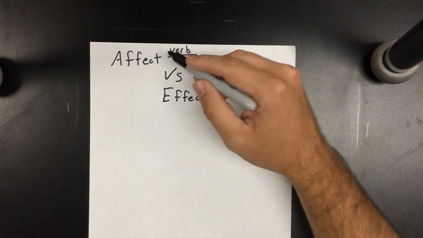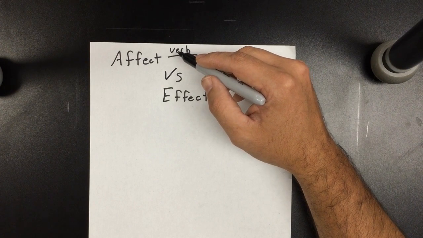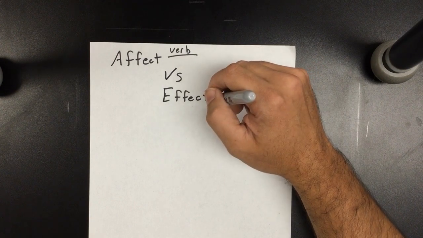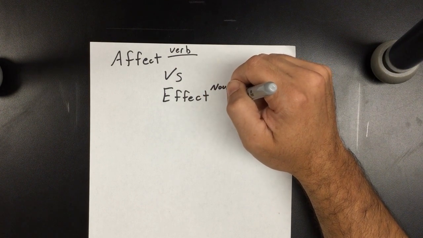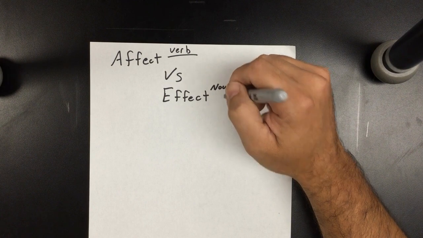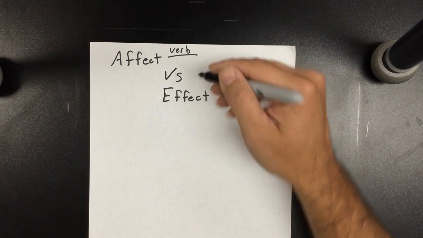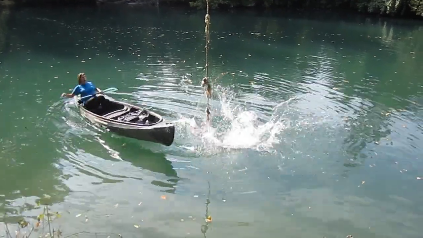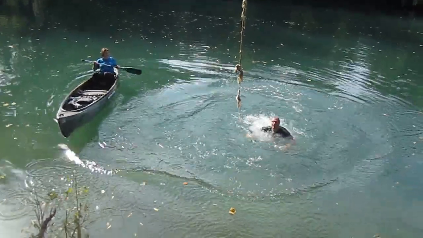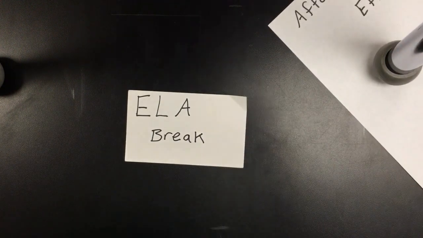So the affect is Mr. McPheeters pushes on the canoe. The effect is the thing that happens, Mr. McPheeters falls. So the thing that happened was I fell. This is the end of your ELA break.